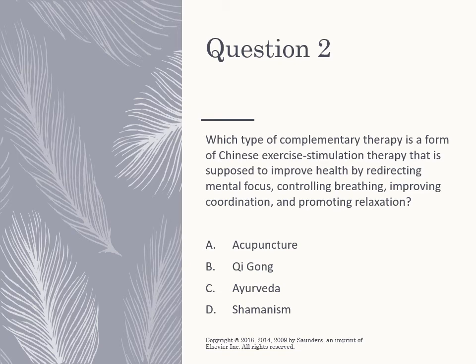Question number 2. Please post your response. Which of these complementary therapies is a form of Chinese exercise stimulation therapy that is supposed to improve health by redirecting mental focus, controlling breathing, improving coordination, as well as promoting relaxation? Is it A, acupuncture, B, qigong, C, ayurveda, or D, shamanism?